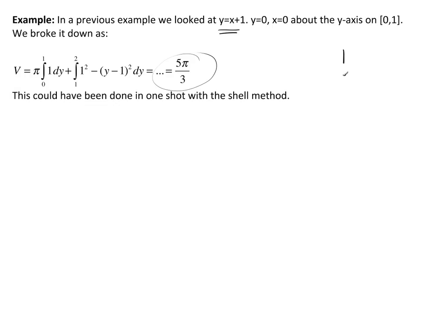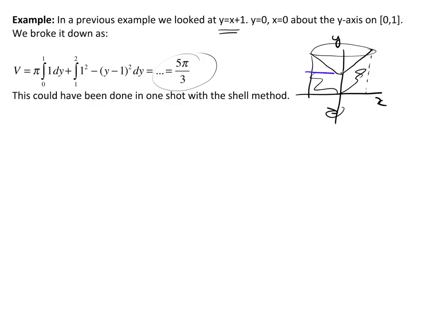Let me draw a quick picture of what I'm talking about here in case you forgot which problem this was. x plus 1 like this, x-axis, y-axis, and we revolve this thing around the y-axis like this. And we're looking for this solid. And when we did it, we said, well, gosh, I need to break it up into this half and then this upper half, which is represented by these two different integrals, in order to get that 5 pi over 3.